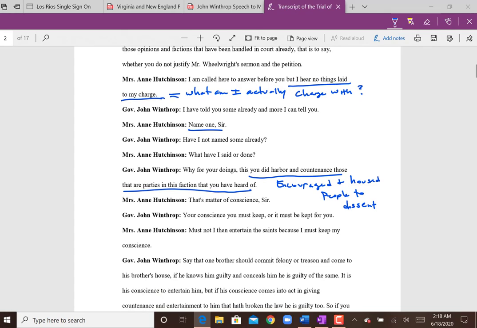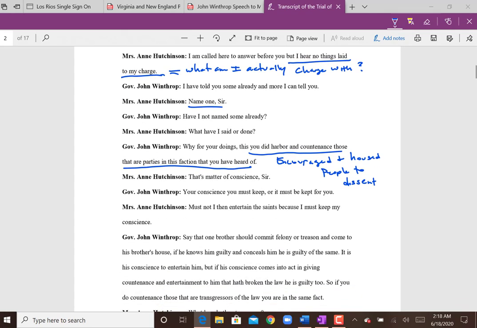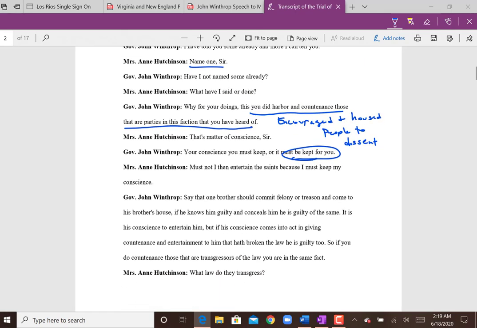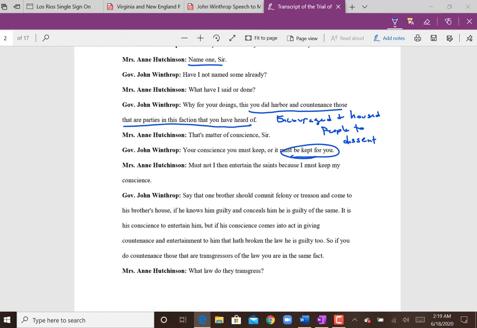That's a matter of conscience, sir. Your conscience you must keep, or it must be kept for you. There's that Puritan belief that people are inherently bad and that they've got to be held to these structures, right? With the whole reason their society is set up that way. Must not I then entertain the saints because I must keep my conscience? Say that one brother should commit felony or treason and come to his brother's house.